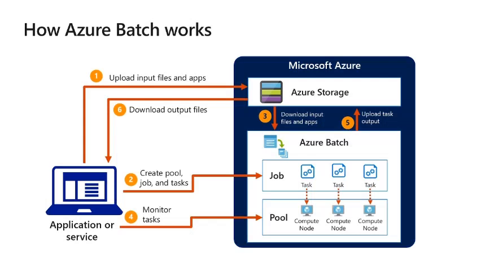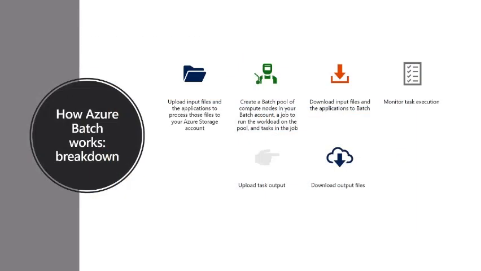Then the fifth step is to upload task output. As the tasks complete, they can upload their result data to Azure storage. You can also retrieve files directly from the file system on the compute node. And then the sixth step, when it's done, is to download the output files. So this is what we already talked about.